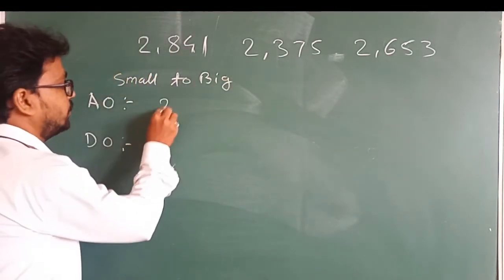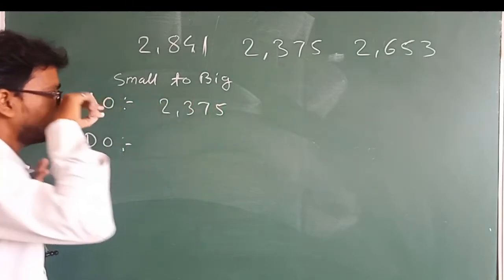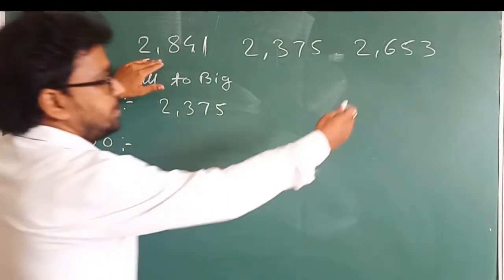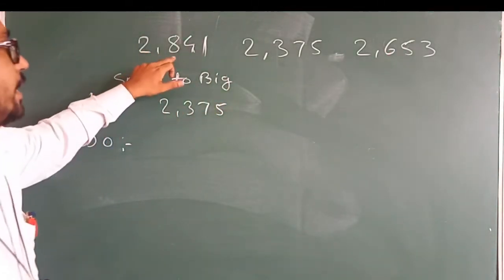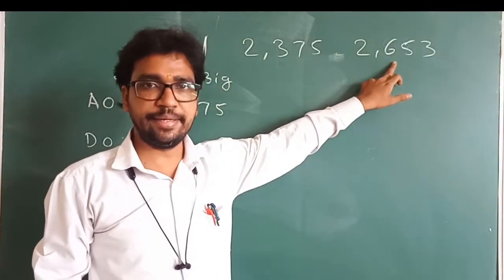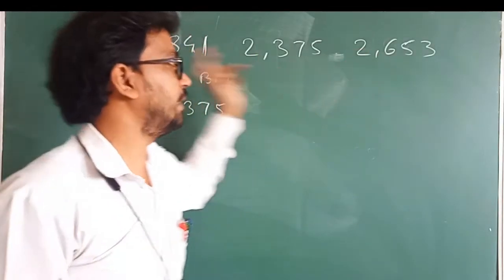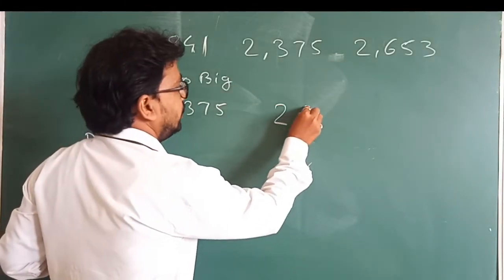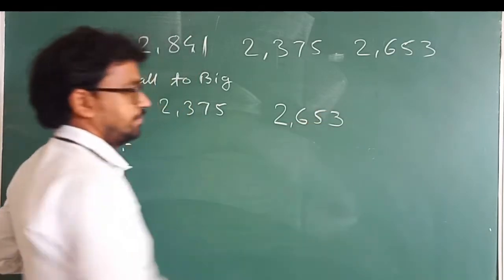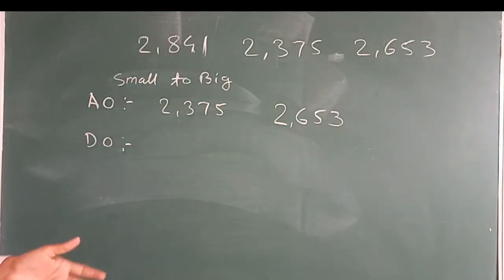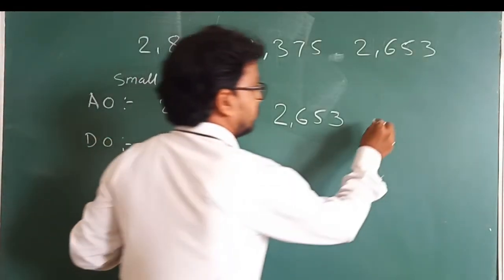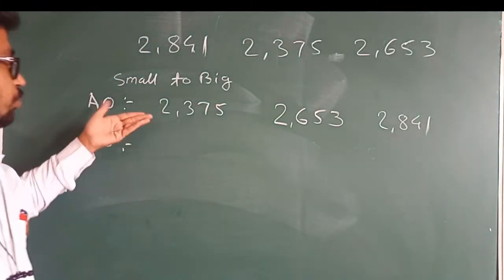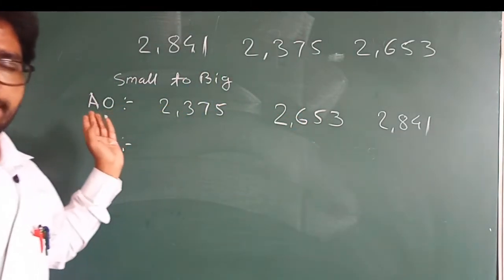So write down this number first, 2375. Then after that compare the remaining numbers. So these numbers are remaining. So compare the 100 place, here it is 800 and here it is 600. So 600 is smaller than 800. So take this number, it is 2653. Now the last one, so it is 2841. Got it? So we go smaller to bigger for ascending order.